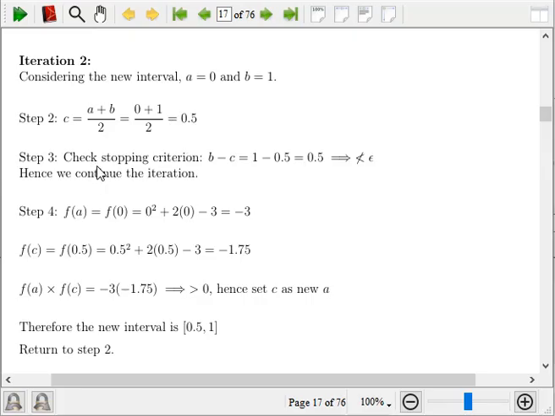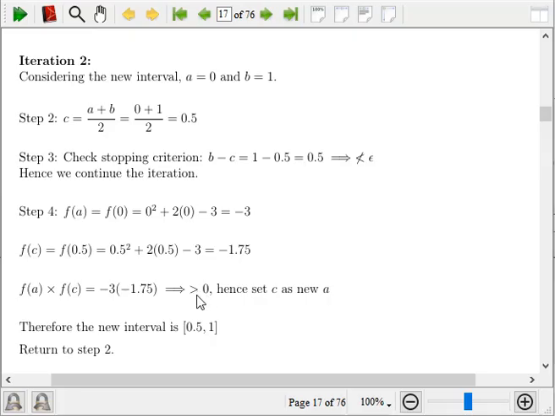We check the stopping criteria, b minus c, that is this minus that, 0.5, and it's still not less than epsilon. So we move on to step 4. F of a, that is a0, that is that. F of c, that's 0.5, we are getting that. So we check whether this product will be less than 0. So this times that, this is negative, will definitely be greater than 0.